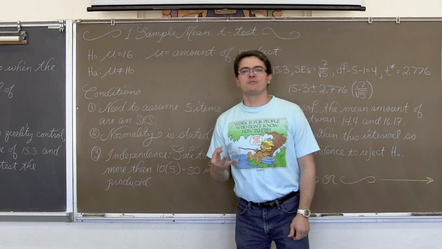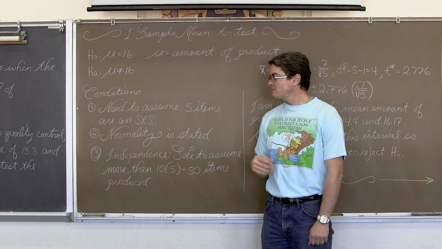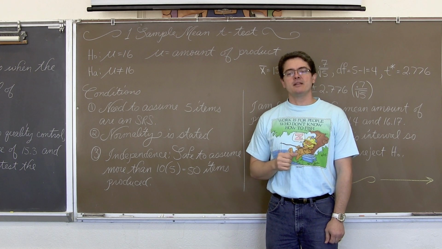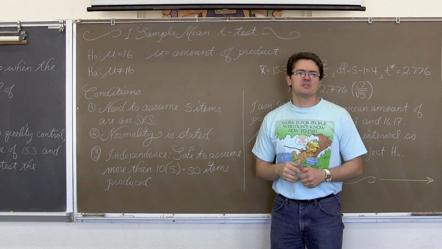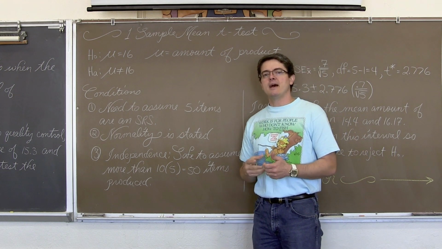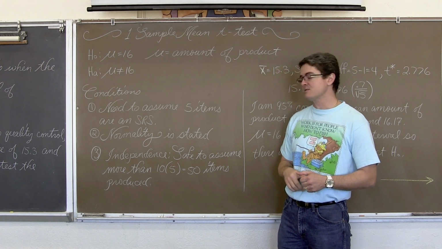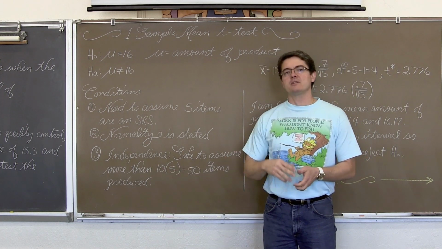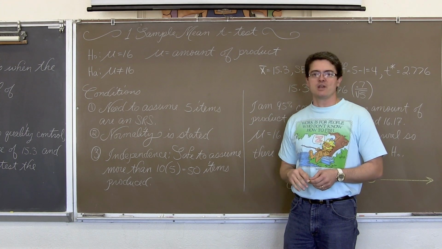Our conditions, our 3 rules of thumb: SRS, normality, and independence. We need to assume the 5 items chosen represent an SRS. Now for normality, I had to tell you in that setup that the distribution of the product fill amounts was normal, because with a sample size of only 5, the central limit theorem is not going to have very much punch behind it to make sure that the distribution of the averaged values are normal. So normality needed to be stated with such a small sample size. Independence. It's safe to assume that there are more than 10 times the sample size, more than 50 items produced, otherwise we'll fail the independence check.